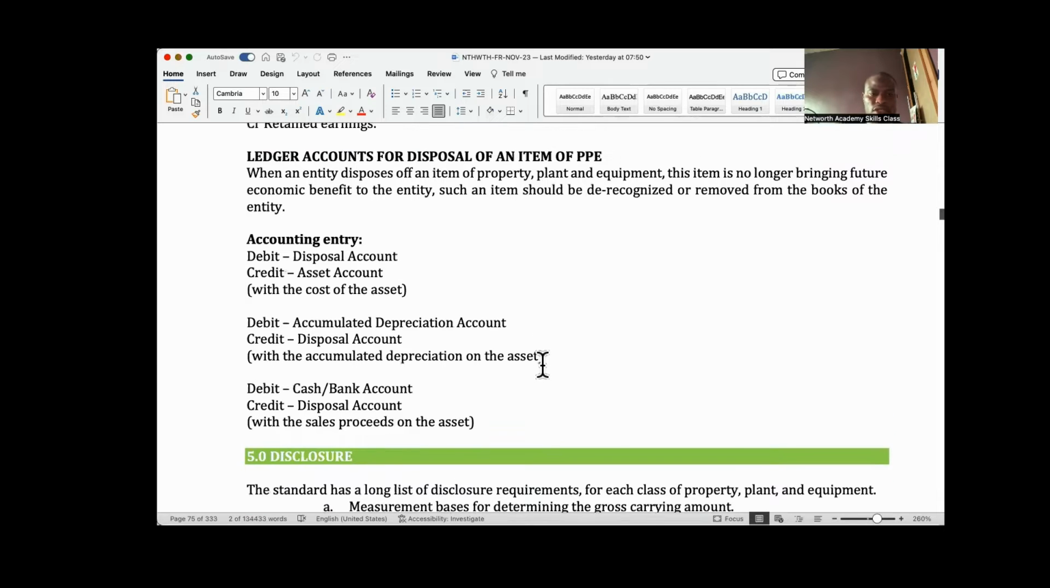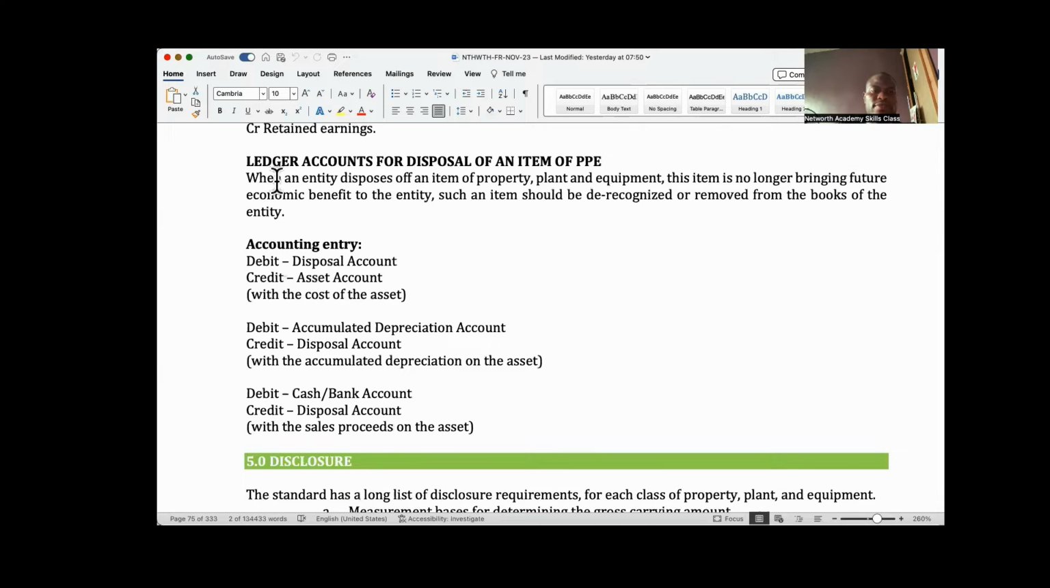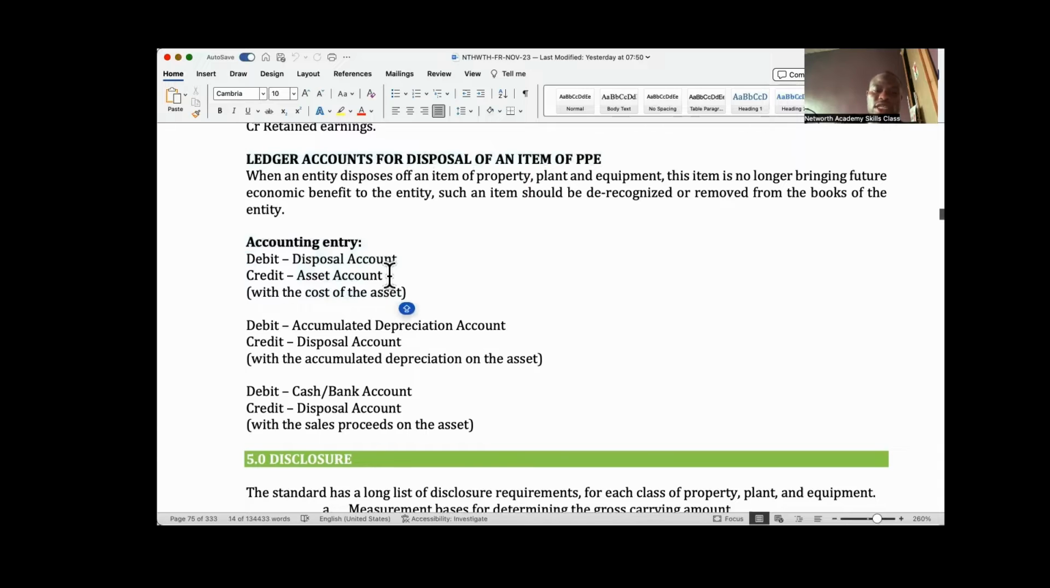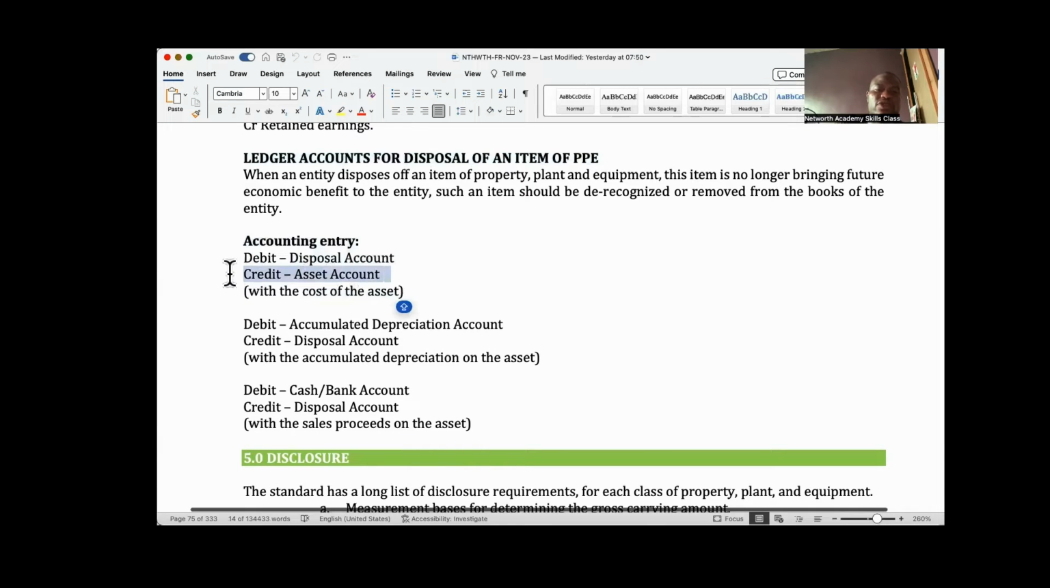However, you need to know that when you dispose of an asset, these are the entries you pass. First is that you need to close off the asset account. When you want to close an asset account, it's usually a debit, so you credit it. Then you transfer that cost to the disposal account.